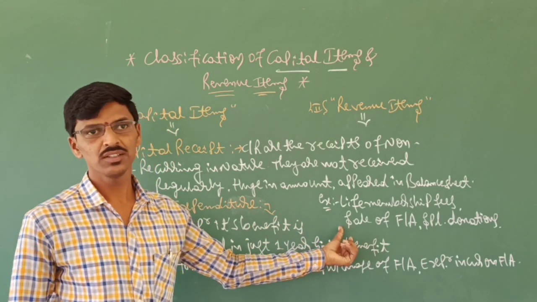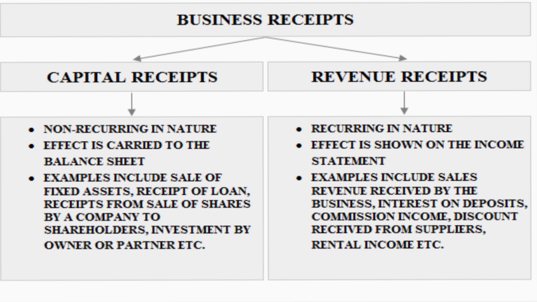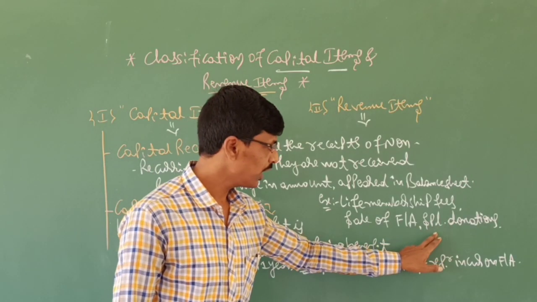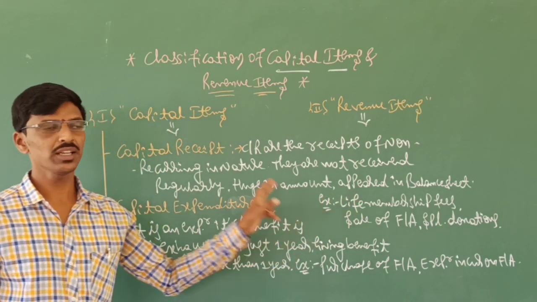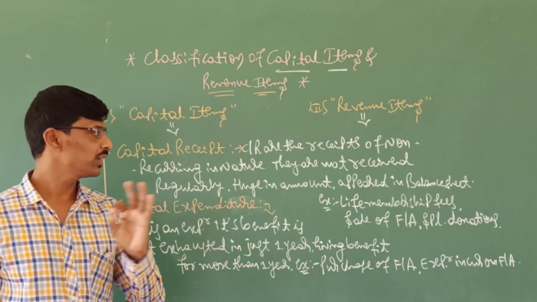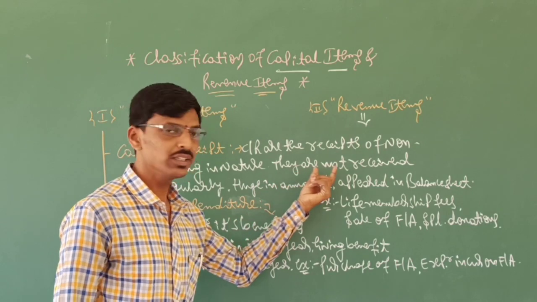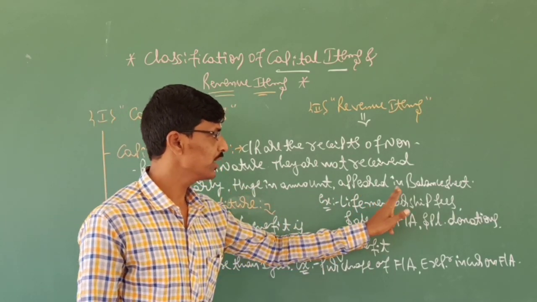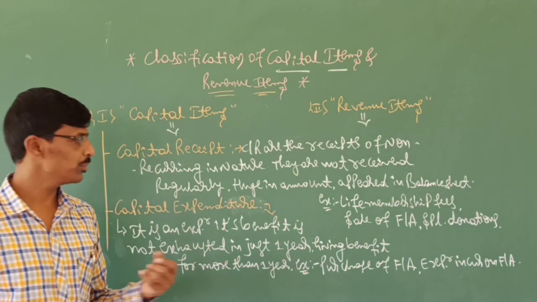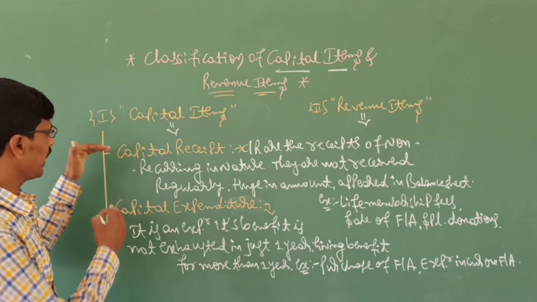And the sale of fixed asset. If you are selling the fixed asset of an enterprise, you are receiving a huge amount of money. That's why you show the amount received from the sale of fixed asset in the balance sheet, and any special donations received by an organization are also shown in the balance sheet, that is, in capital receipts. So remember, capital receipts are receipts of non-recurring nature. They are generally large in amount and they are not received regularly. So those appear in the balance sheet of an organization. Examples: life membership fees, sale of fixed asset and special donations. This is about capital receipt.